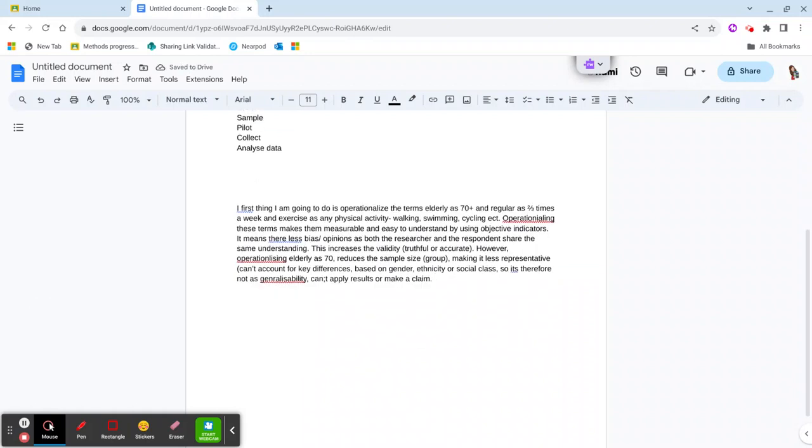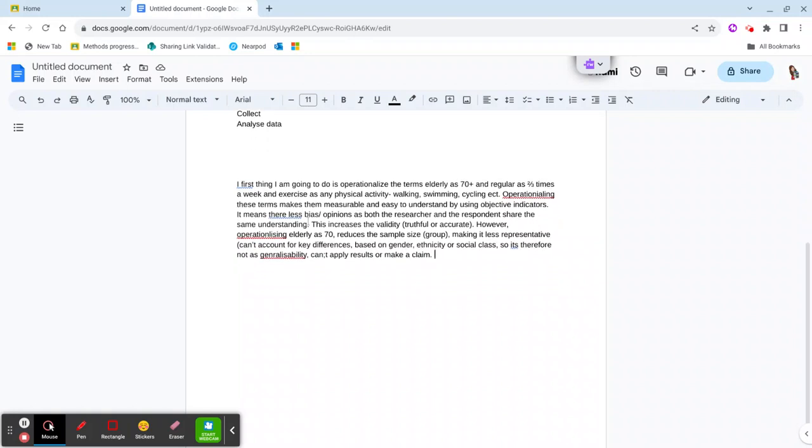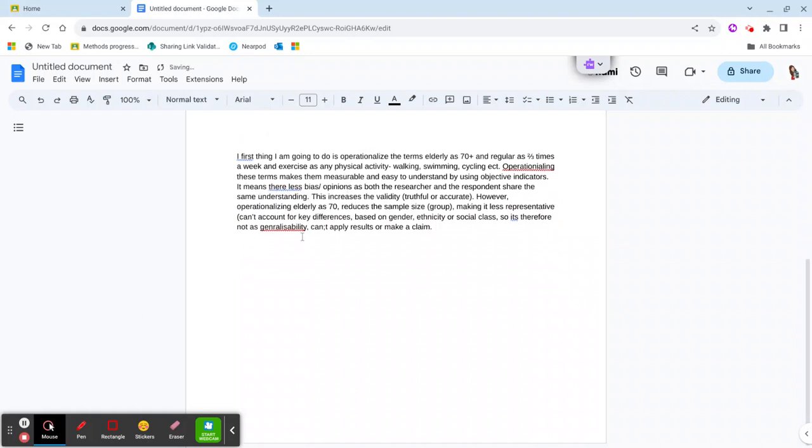So first thing I'm going to do is operationalize the terms. Operationalizing means that we make the terms measurable, we make it easy to understand using these objective indicators. It means there's less bias or researcher's opinion, as the researcher and respondent share the same understanding. So this increases the validity. It's more truthful or accurate. But operationalizing elderly as 70 reduces the sample size, makes it less representative, and we can't generalize or apply the results.